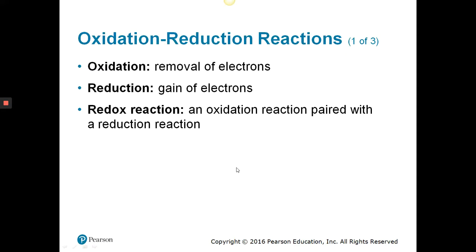All right, guys, I'm going to start back off with redox reactions. I don't know how many of you had chemistry before or studied chemistry, maybe in high school or whatever, but oxidation reduction, these are reactions that involve the movement of electrons. So if you're oxidized, that means electrons are removed from the atoms, and reduction means you gain electrons. And we kind of collectively call these redox reactions.